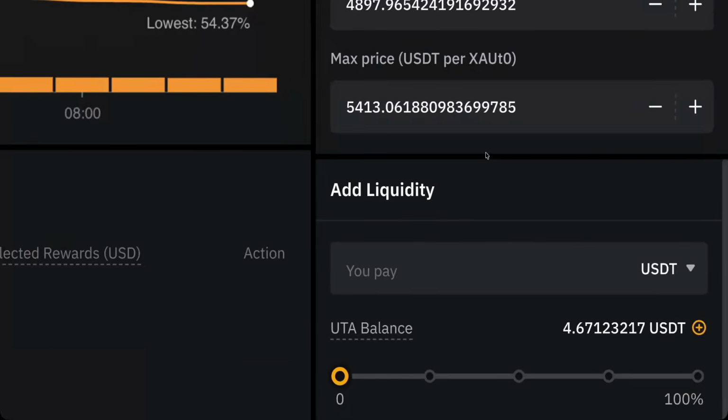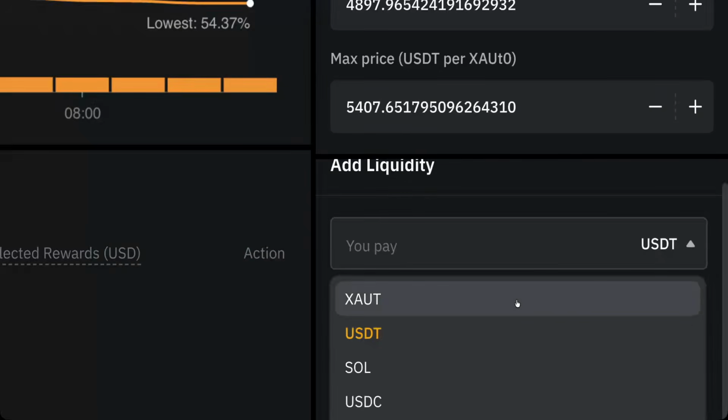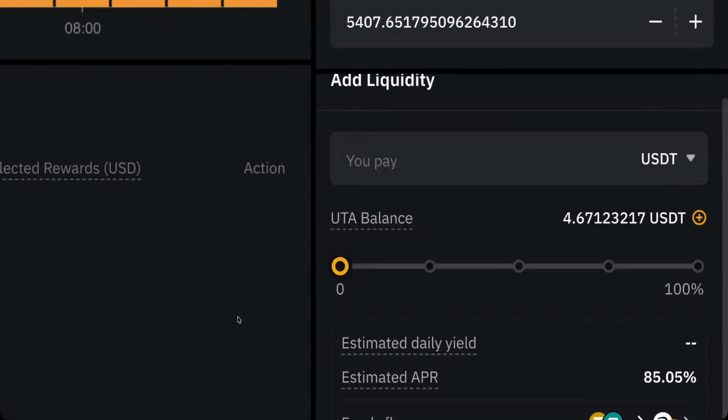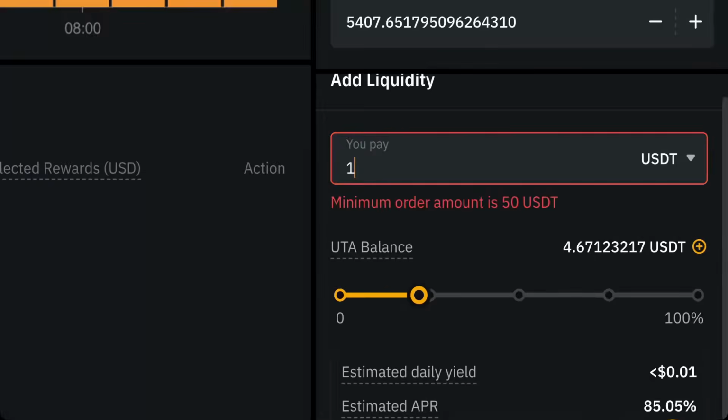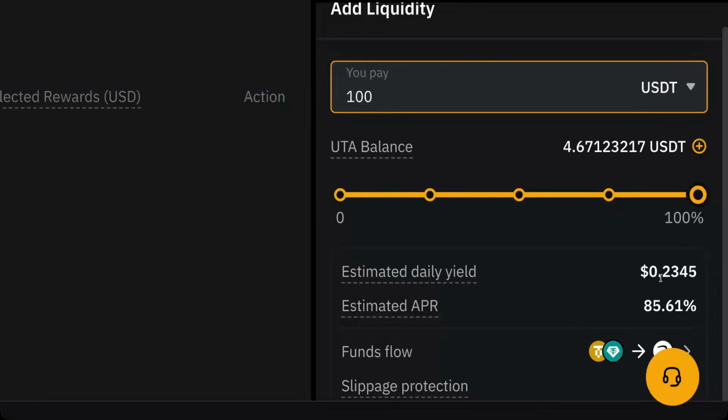And then you can go ahead and adjust all of this using either the plus or the minus button, or you can type whatever you want right here. And then you add your liquidity. You can add your liquidity in either the gold itself, USDT, Sol, USDC, BB Sol as well. So let's say we're going to pay USDT and want to put in $100 into this, right? So right here, you will see the estimated yield that we'll be receiving every day is about 0.23%.